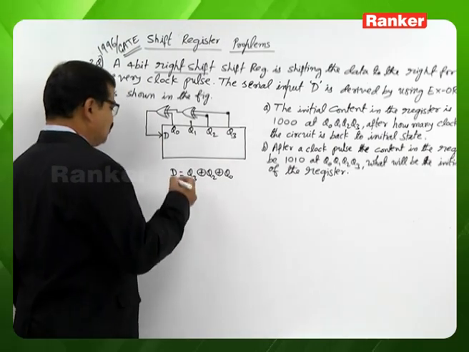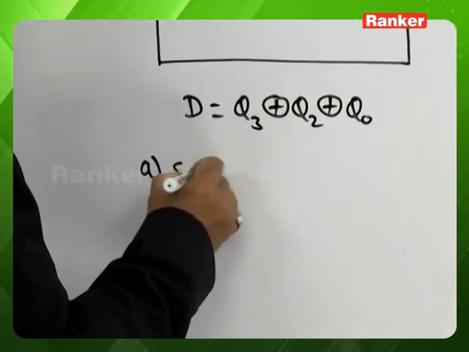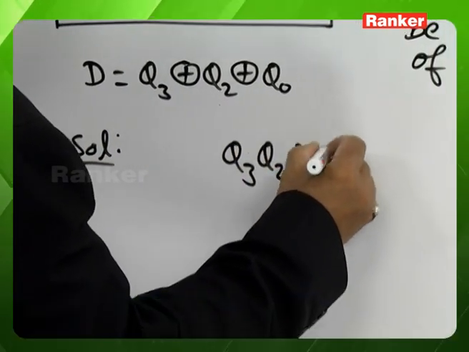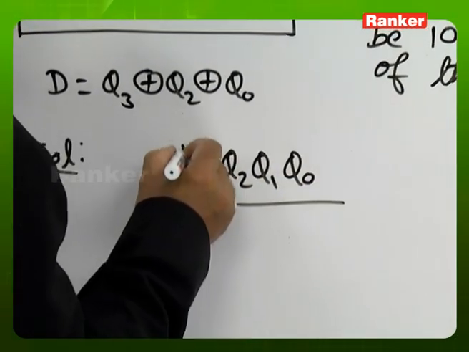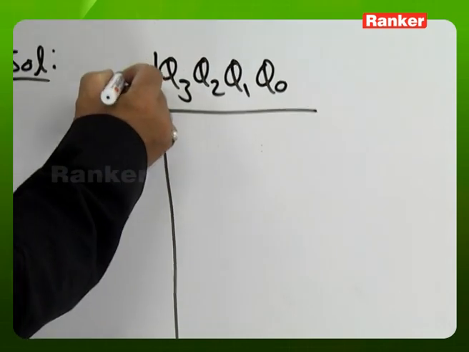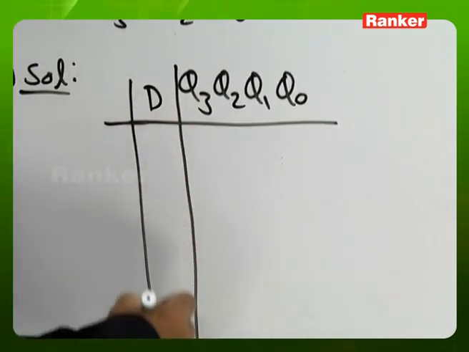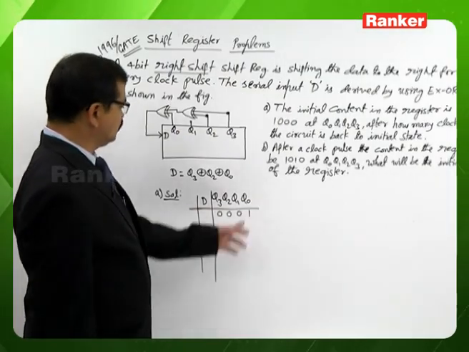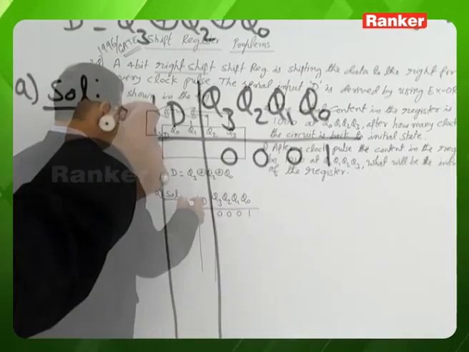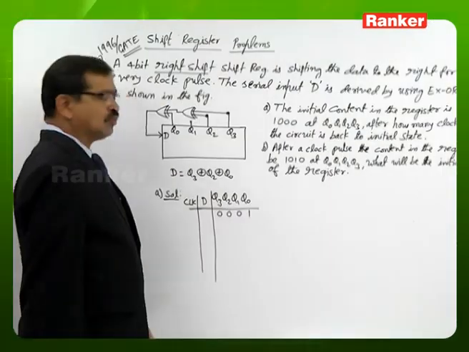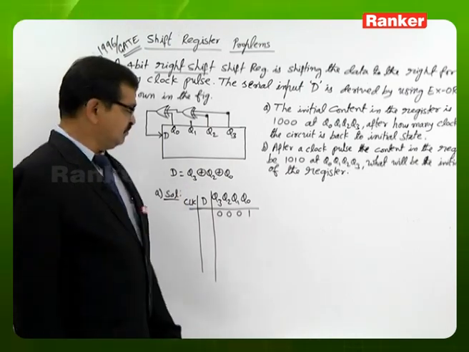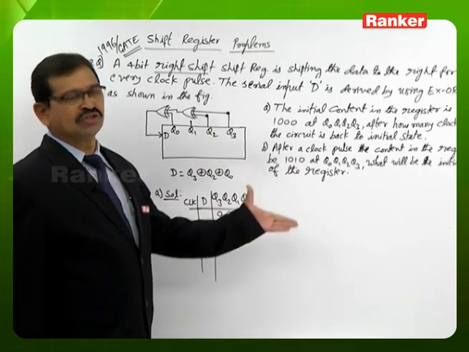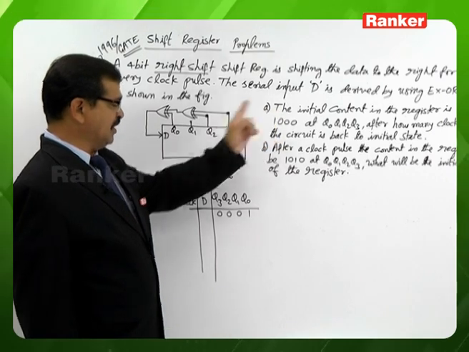So while taking care like this, if you look to the solution of the A bit, for our working purpose, it is better to keep the notation from Q3 to Q0. Serial input D, initial content 1, 0, 0, 0 at Q0, Q1, Q2, Q3. Now, based on the question, we need to go on apply the clock pulses until the register is back to the initial state. So after how many clock pulses it is back to the initial state, that is the answer we need to give for A bit.